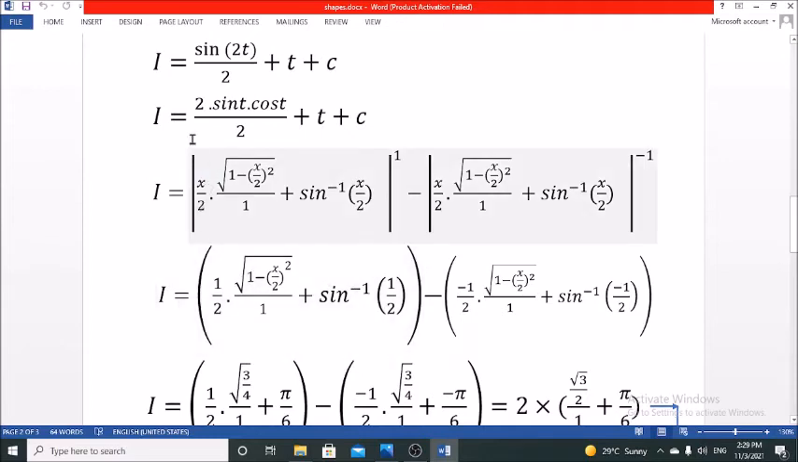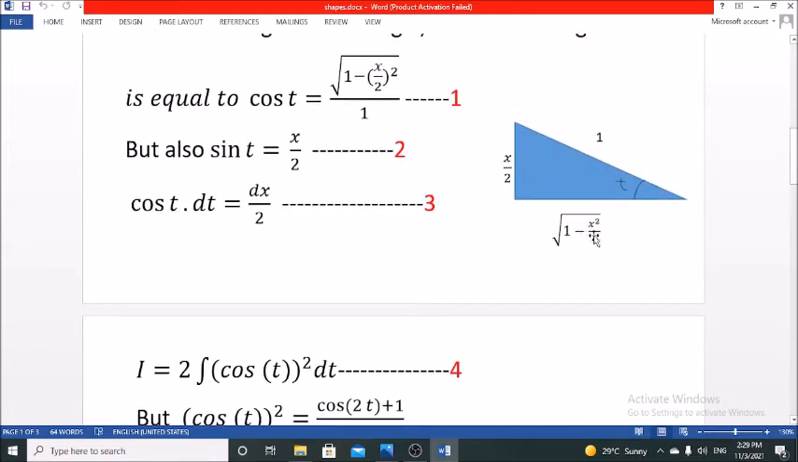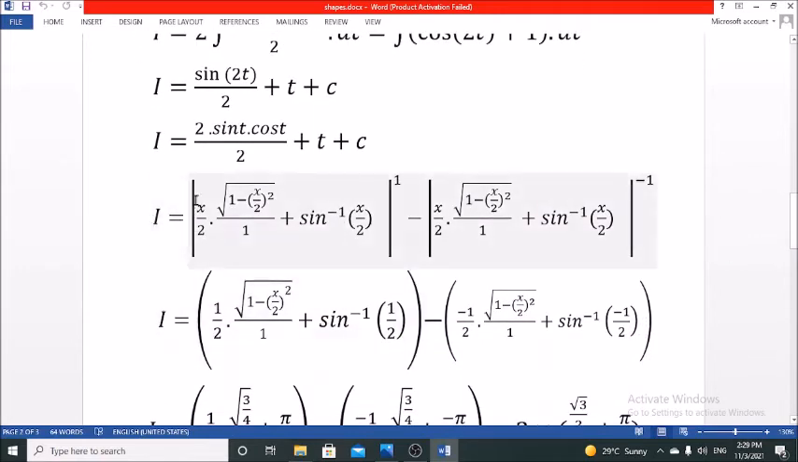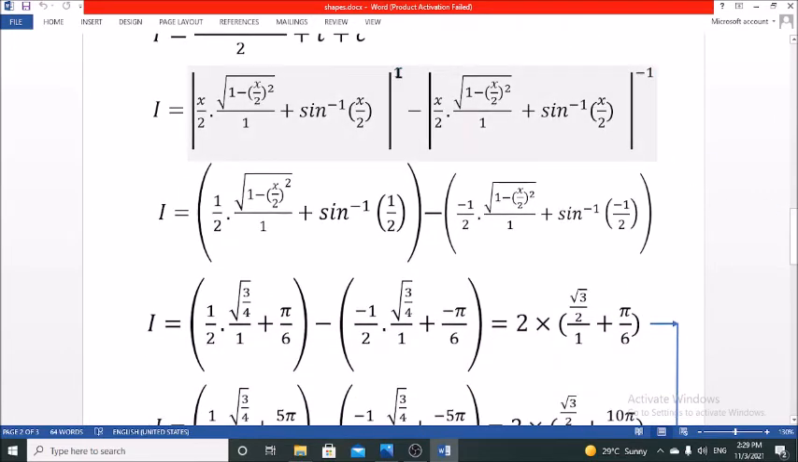So here I, substituting sine t is x over 2, and cosine t. So here the I is x over 2, and this is the cosine. T is sine to the power minus 1 of x over 2. And here it is the same, but with the limits of minus 1 and substituting. This is just to remember that our upper limit is 1 and the lower limit is minus 1.